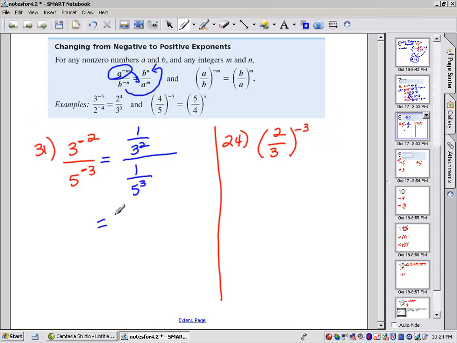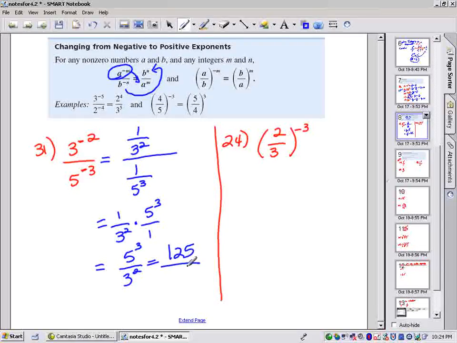If we divide fractions, we multiply by the reciprocal. So this is really 1 over 3 squared times 5 to the third over 1, which is 5 to the third over 3 squared, or if we simplify that further, 125 over 9. But you see how that rule that we talked about up there applied? The 3 to the negative 2 had to come down to become a positive power. The 5 to the negative 3 had to come up to become a positive power. And that's really what happens in a fraction. If you cross the fraction bar, the power is the opposite of what it was.